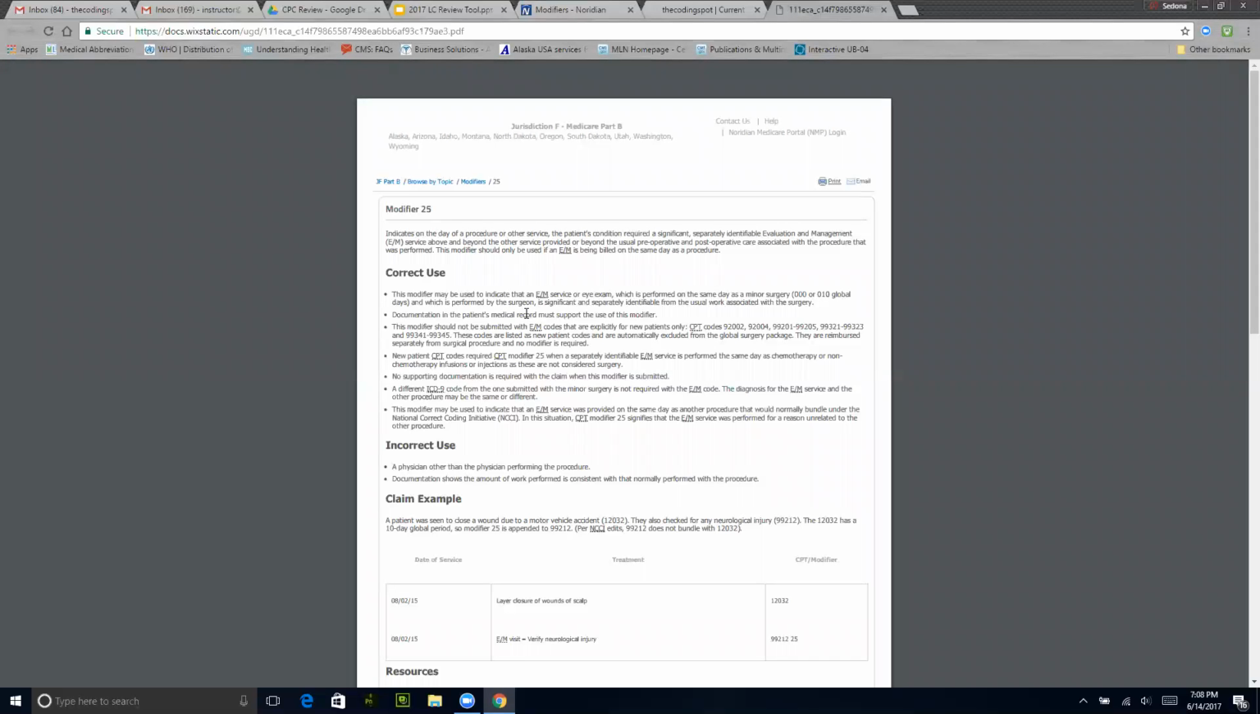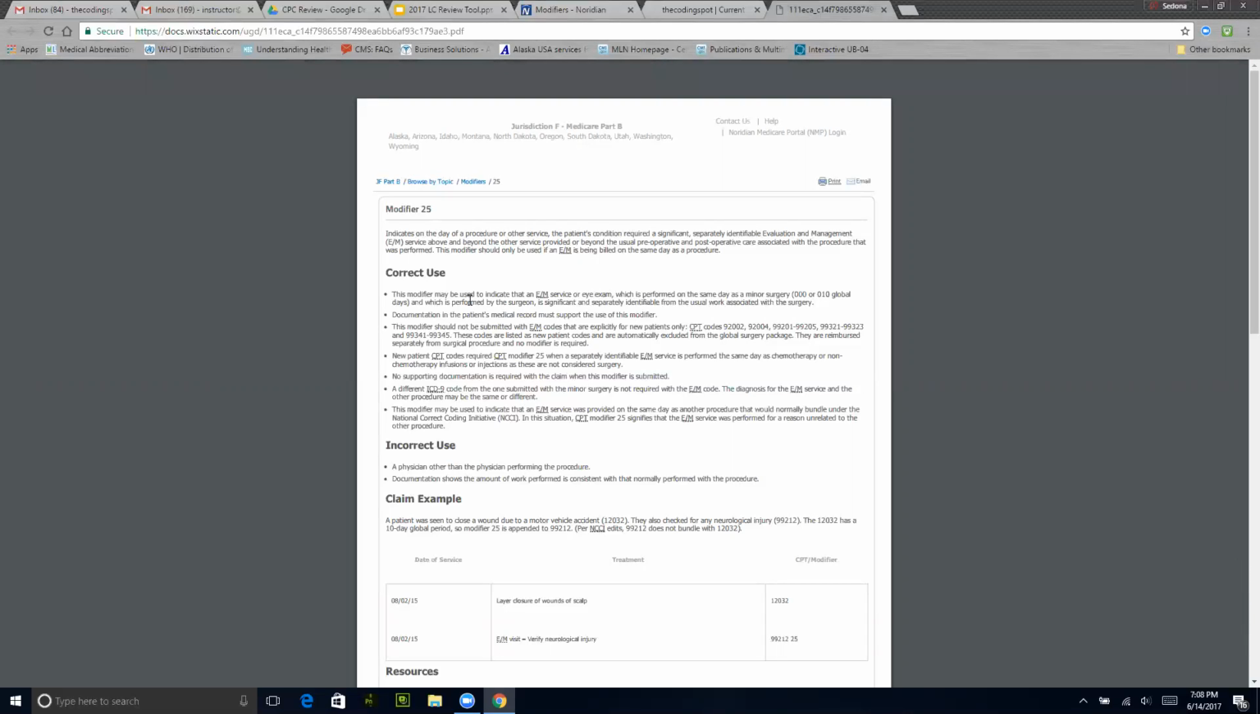So if there are modifiers that Medicare doesn't use, or additional modifiers that maybe Medicaid or a private payer uses, those won't necessarily have a tips sheet. But for all the ones that do, we're going to upload them into this portal, so you can download them at any time.